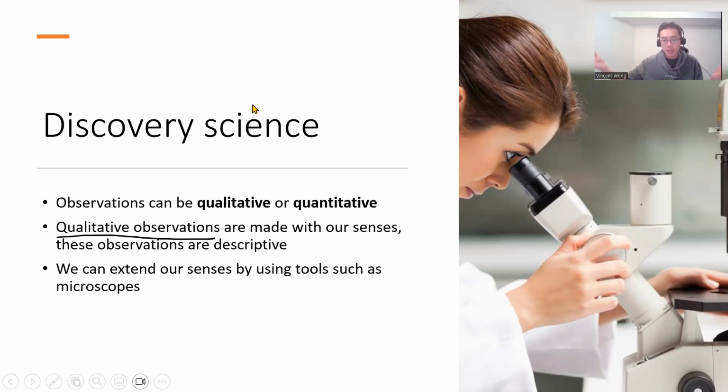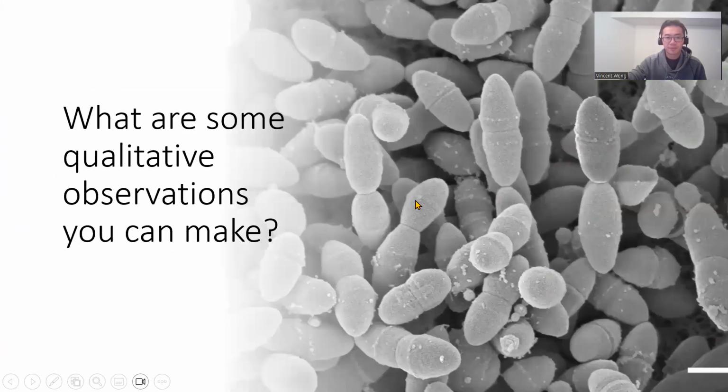Okay, so these tools allow us to extend and enhance our senses. So what are some qualitative observations you can make if you are looking at this picture? Now when you do qualitative observations, it's important to not assume you know what you're looking at. As soon as you think you know what you're looking at, then you start being subjective, right? Just don't think about what this is.